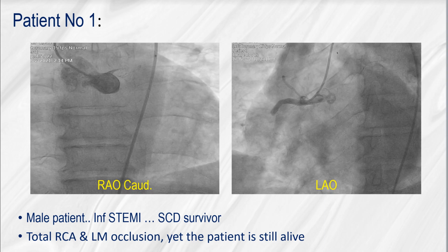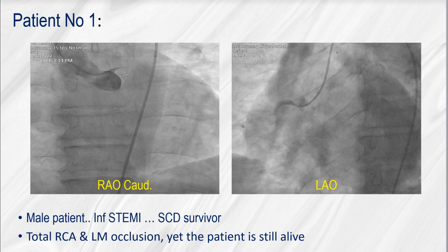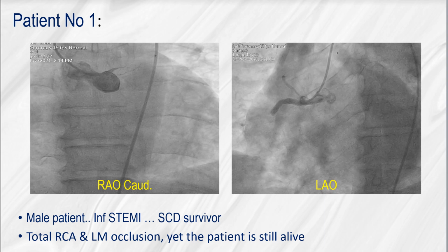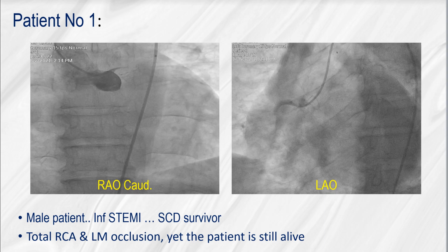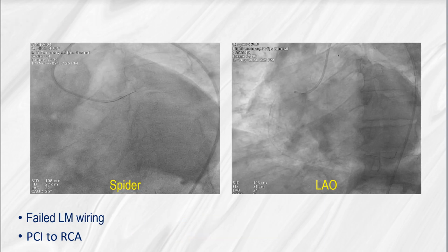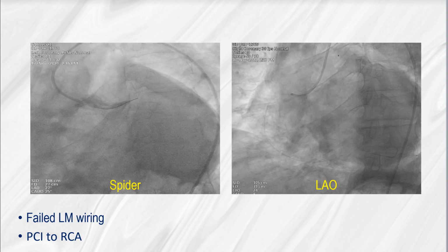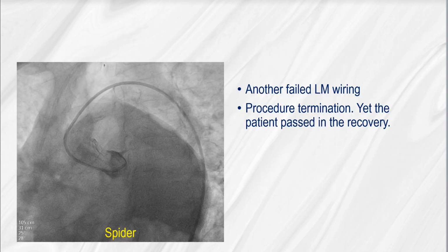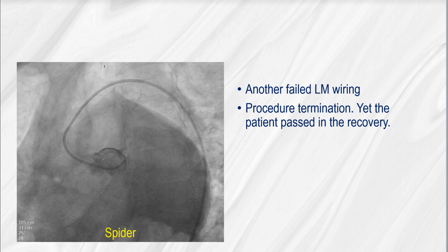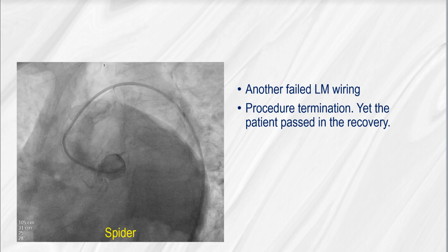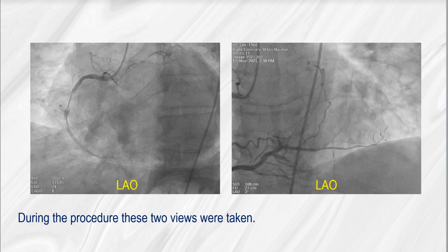Regarding case number 2, the first patient was a male patient with inferior STEMI. He survived a sudden cardiac death, total RCA and left main occlusion, yet the patient is still alive. There was failed left main wiring and PCI to RCA was done. Followed by another failed left main wiring, the procedure was terminated, yet the patient passed in the recovery. During the procedure, these two views were taken.